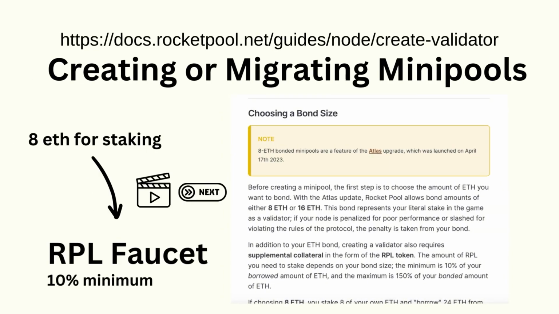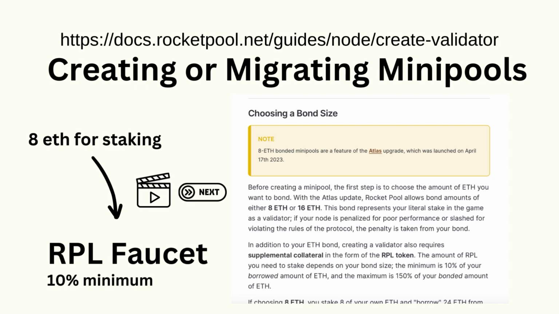Now in our last video, we received testnet ETH. Now it is time to get RPL. RPL is the primary protocol token that is used for stake on the Rocketpool node as a form of insurance or collateral. The amount of RPL that you will need to stake is dependent on the bond size, but the minimum is 10% of your borrowed amount of ETH.